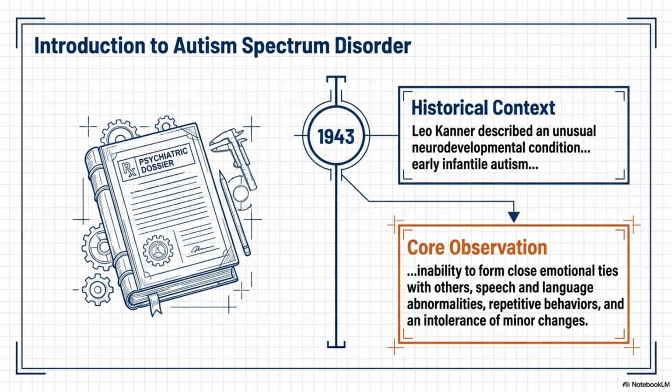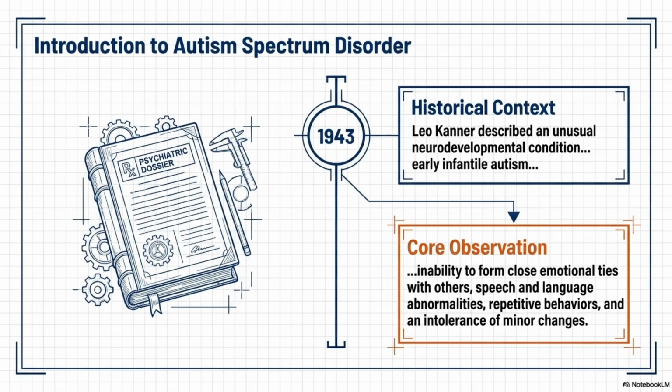The history of this diagnosis starts with psychiatrist Leo Kanner. In 1943, Kanner published a seminal paper detailing what he termed early infantile autism. Okay. He had observed a specific group of children who exhibited a profound inability to form close emotional ties with others. They displayed severe language abnormalities and had an intense, almost overwhelming intolerance to even the most minor changes in their daily routines. The current DSM-5 definition is a highly refined extension of Kanner's initial observations.